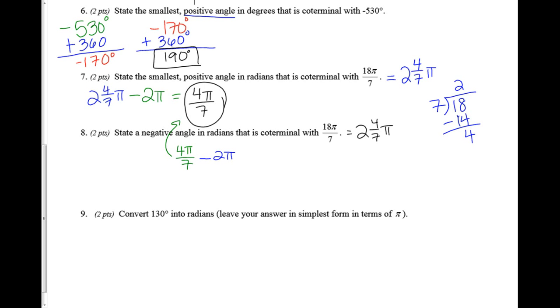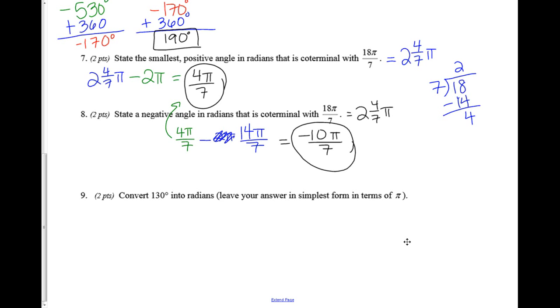Okay, I don't like to subtract a fraction from a whole number, so maybe we could rethink, and instead of 2 pi, if I need to think of that in terms of sevens, it would be 14/7. So if I do 4/7 minus 14/7, that would be negative 10/7 of a pi.